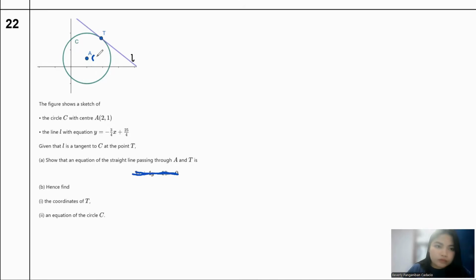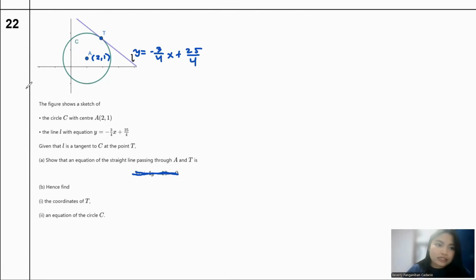Let me just put 2 and 1. Let me label, that's my strategy so I can take note. And then my diagonal line, the formula of that is y equals negative 3/4 x plus 25 over 4. What I want to take note of is L is a tangent to the circle C, meaning when we have a radius here, this one will be a right angle. And I need to get the equation of the straight line passing through A and T.